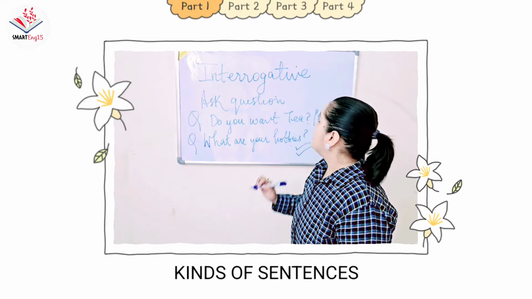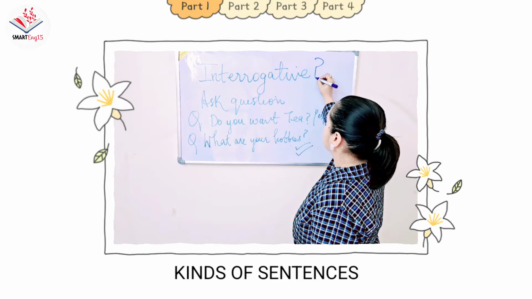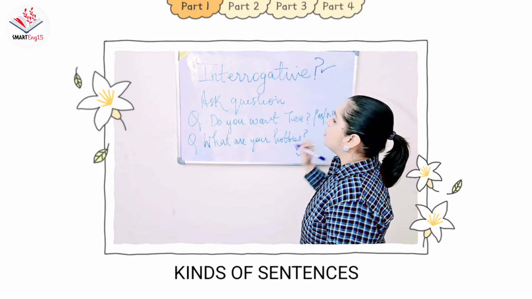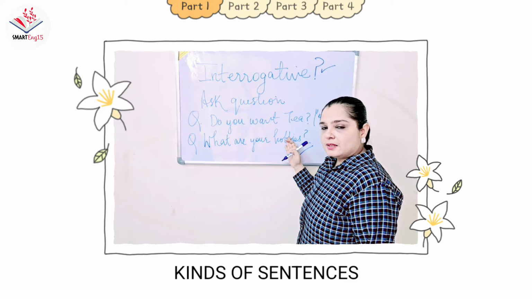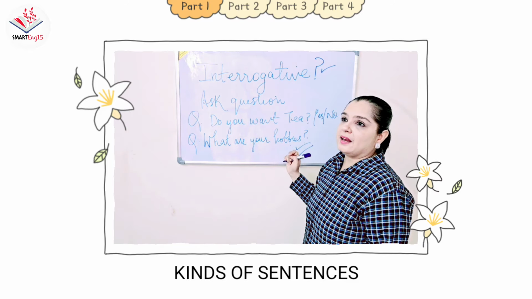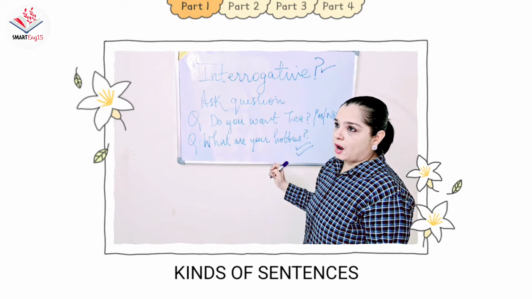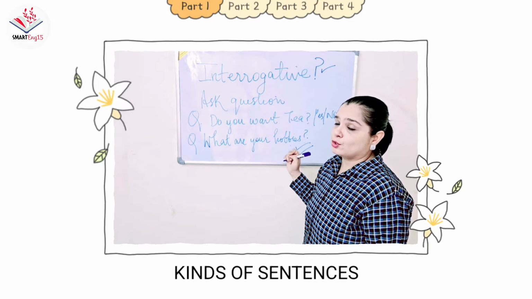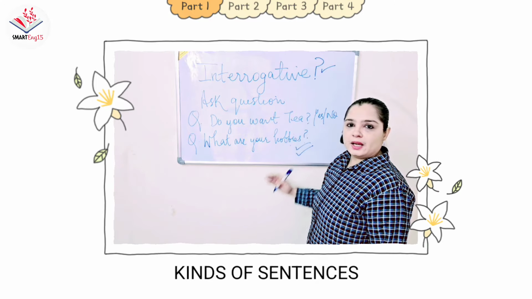So these are two kinds of questions, and the most important part of this kind of sentence is that we always use a question mark. We call this a question mark. So to end these sentences, we add a question mark to it. It's an essential part of English grammar because it adds to the punctuation also. So this is the second kind of sentence.